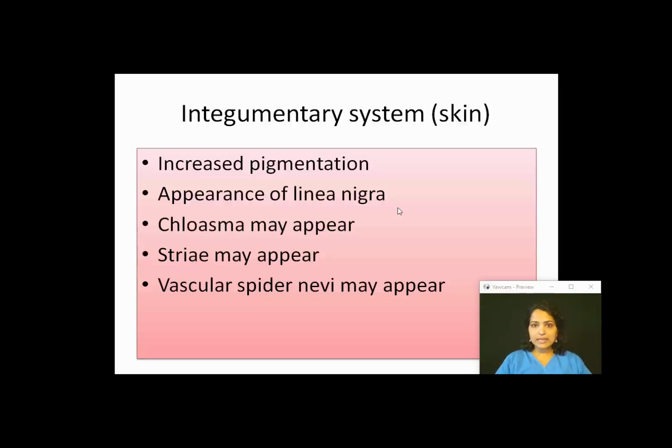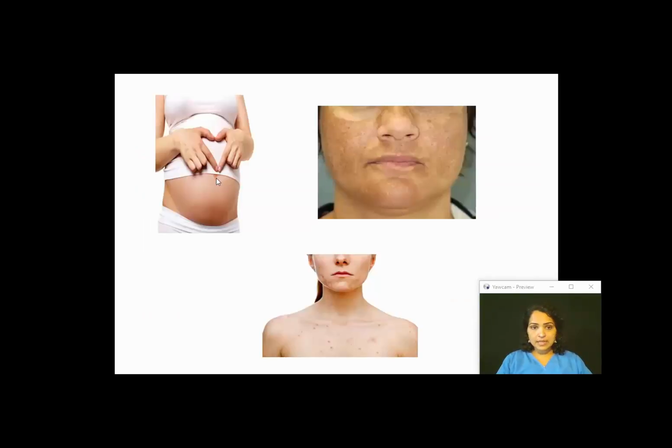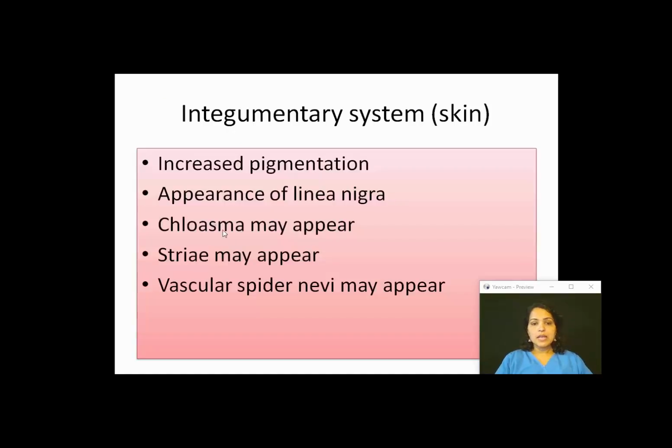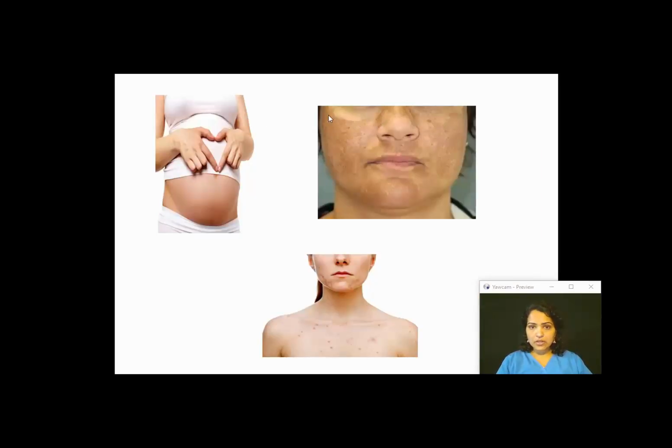Now, do you know what is linea nigra? See this little line from the umbilicus to the symphysis pubis? This is linea nigra. Then the other one is chloasma. Now, chloasma is this, in the face, do you see this butterfly kind of, like a Batman, but usually they say it's butterfly. So this pigmentation is called chloasma. It's because of the pregnancy changes.